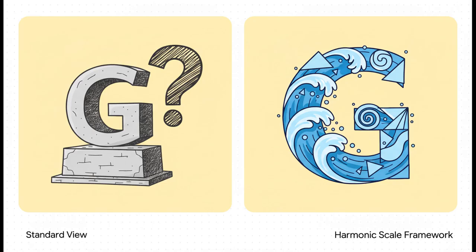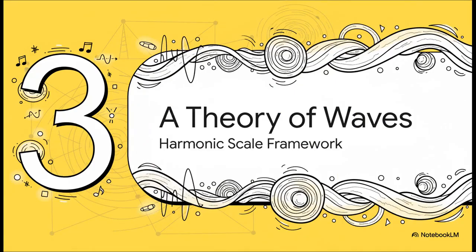But then there's this alternative idea, the Harmonic Scale Framework, or HSF, and it makes a really bold claim. G is not fundamental at all. It says we can actually calculate its value from the very structure of the cosmos itself. So what is this Harmonic Scale Framework? How could it possibly explain something that has stumped physics for 300 years? Well, the answer it gives us starts with a completely new, kind of radical picture of our universe.